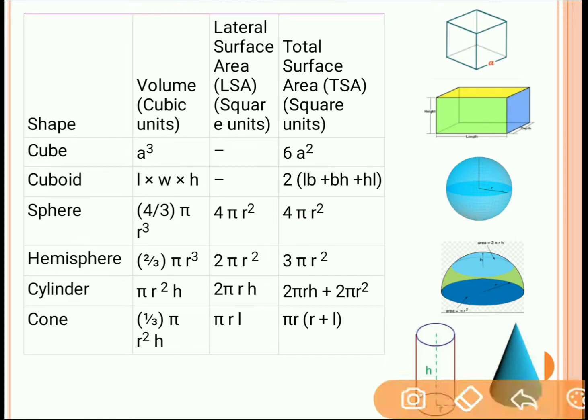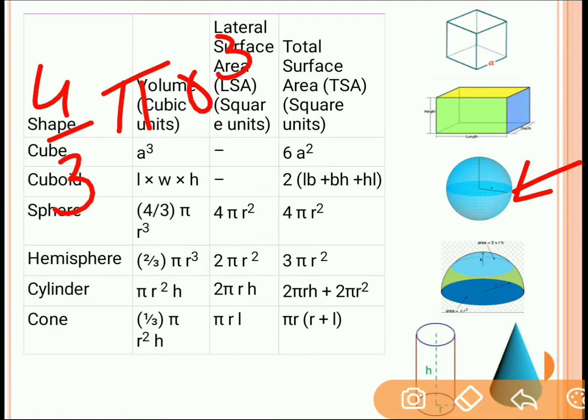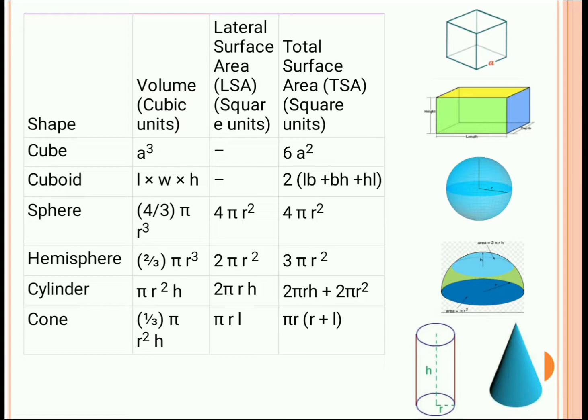Next is sphere, which you can see over here. The volume of the sphere can be given as 4 by 3 pi r cube. Now in a sphere there is a curvature. So the lateral surface area of the sphere is 4 pi r square and the total surface area is also 4 pi r square.